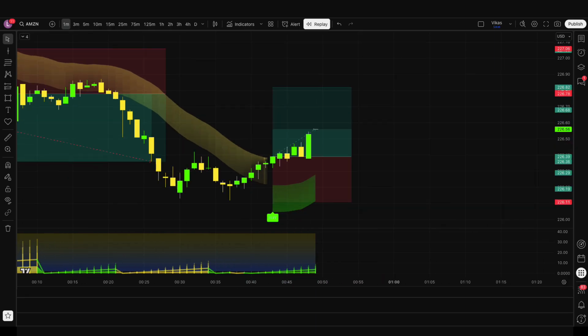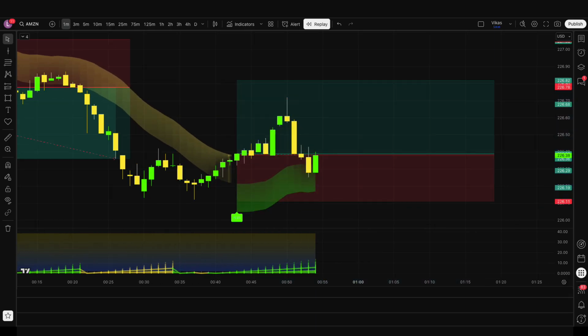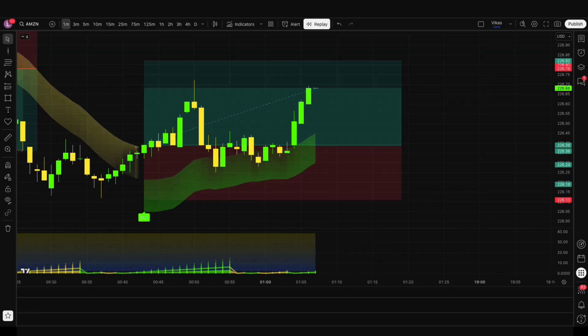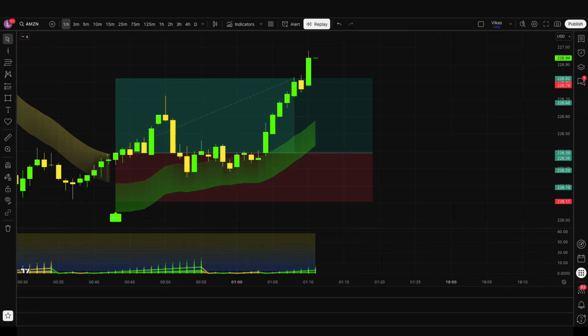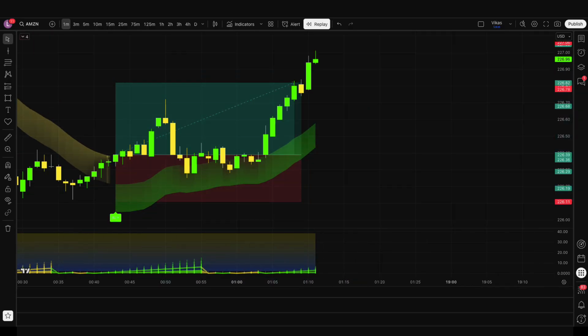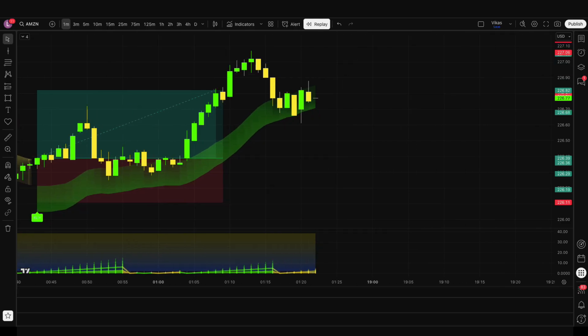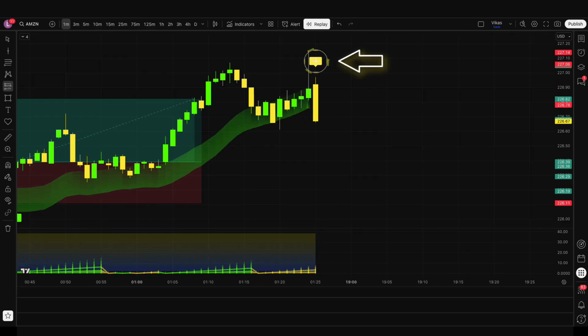Let's see what happens to our trade. Our trade is running in profit. We have won this trade. Let's find the next trade. Here the zero lag trend indicator gives us a sell signal.